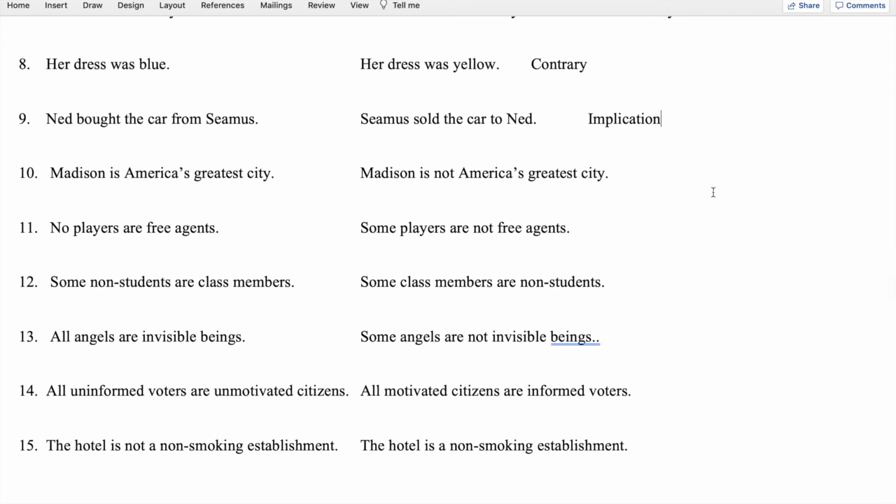Number 10, Madison is America's greatest city. Madison is not America's greatest city. And in this case, like one of the previous examples related to the virus, we have universal statements. We have a universal affirmative in the first statement and a universal negative in the second statement. And how do we know that? Well, because there's only one city of Madison. That is, the subject term here is a term that represents a class or category that has only one member.